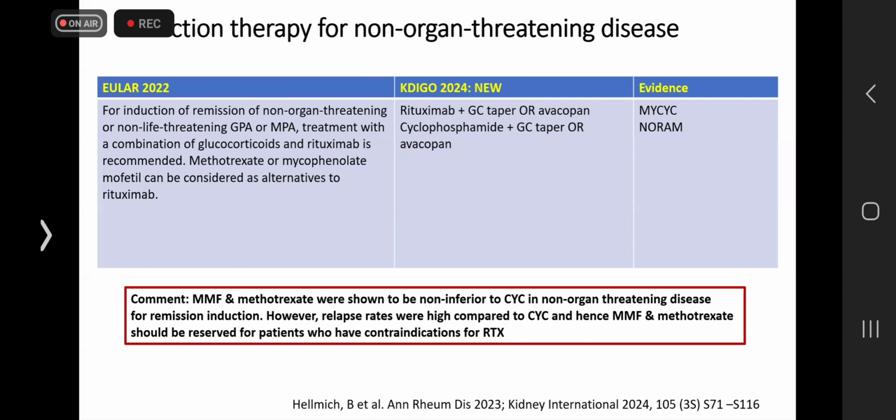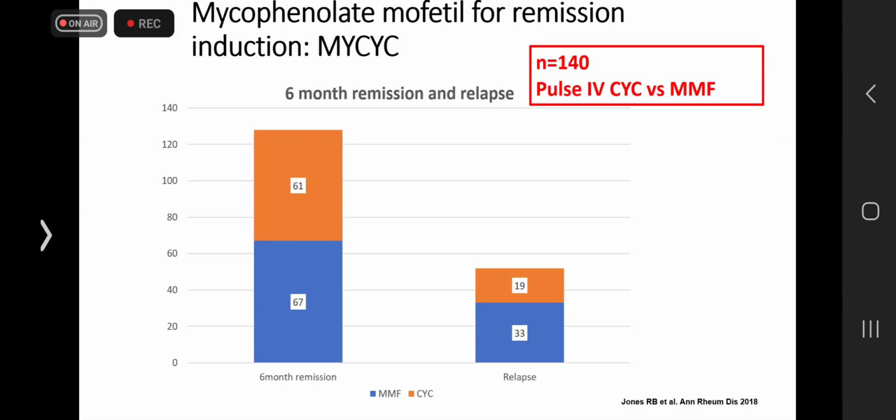My own comment is methotrexate and MMF are non-inferior to cyclophosphamide in non-organ threatening disease for remission induction. However, relapse rates were high compared to cyclophosphamide, and hence they should be reserved for patients who have contraindications to rituximab and cyclophosphamide. Here is the MYCYC trial, which compared using IV cyclophosphamide to MMF for remission induction in patients with ANCA vasculitis, new diagnosis. The blue is the MMF, orange is the cyclophosphamide. No difference in the 6-month remission rates. However, if you look at the relapse rate, significantly higher relapses in the MMF arm compared to the cyclophosphamide arm. And most of these were actually in the PR3-ANCA patients.